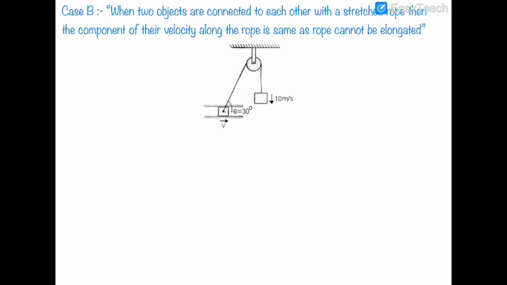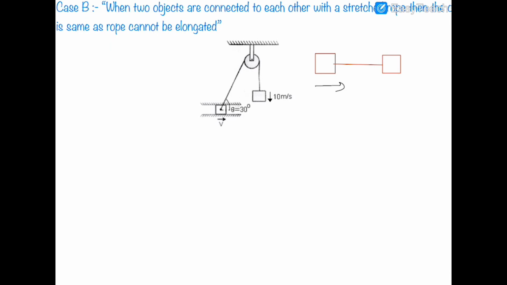Hello guys, this is case B of type 4 constraint motion problems, and in these kinds of problems the constraint factor is rope. I'll be demonstrating this with an example: there are two blocks connected by a rope, and if only the left block is pushed towards the right, then the rope will become slack and there will be no tension in the rope.